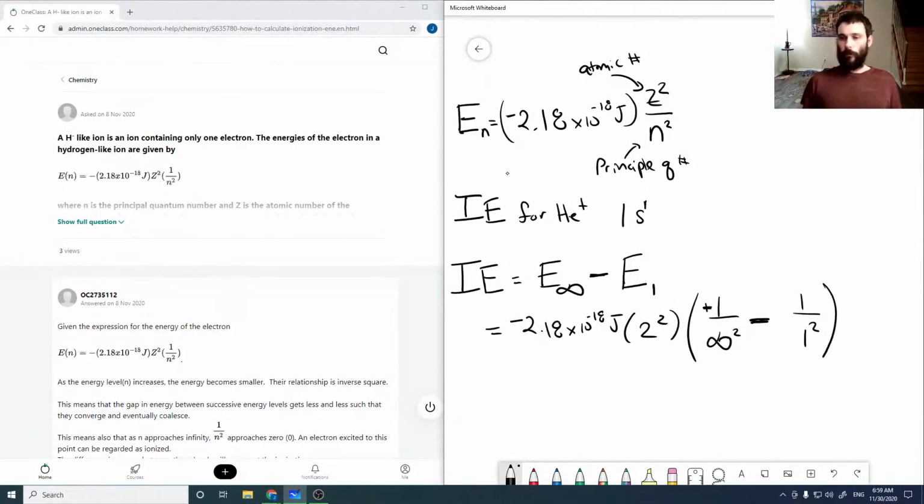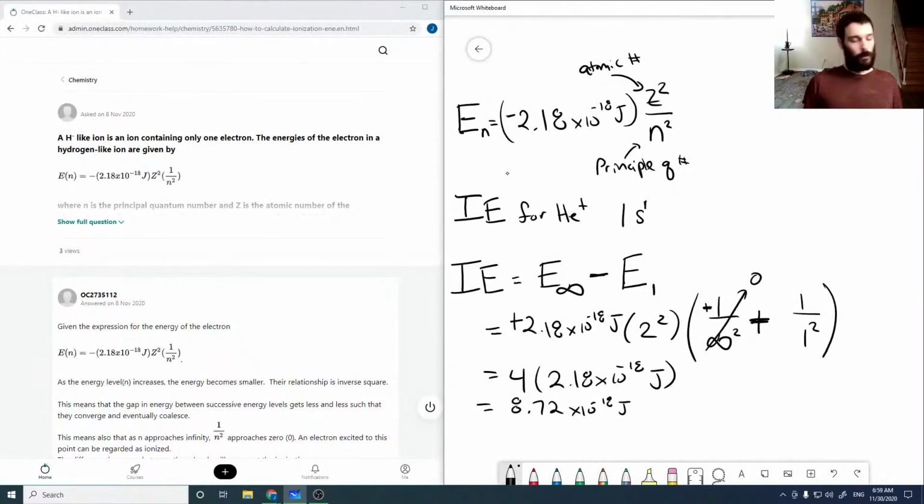And so 1 over infinity is 0, so that goes to 0. And so we get a minus 1, which is going to cancel with our negative out front, giving us 4, so that's 2 squared, times 2.18 times 10 to the minus 18 joules, which equals 8.72 times 10 to the minus 18 joules.